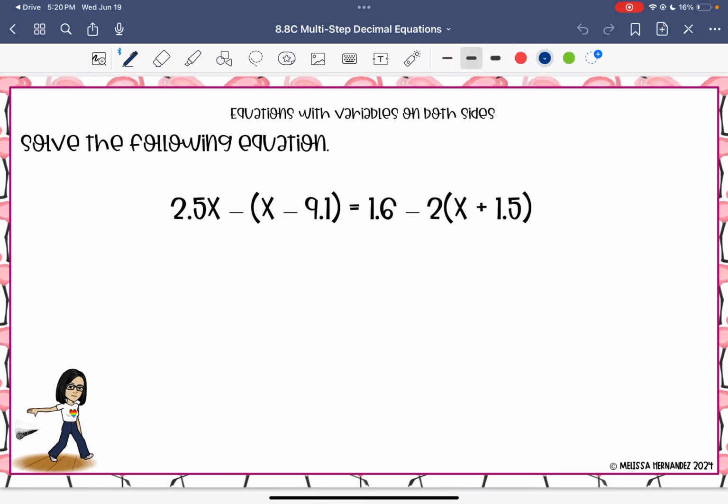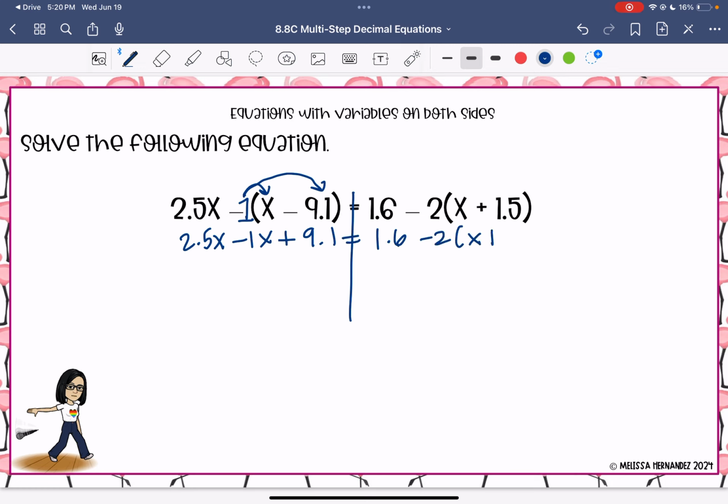First thing you want to do is distribute the negative. It says minus, but it works the same way as a negative. I like to write a 1 in there anytime it's just a minus or a negative by itself. I need to distribute that to everything inside the parentheses. Negative times a positive is negative. Negative and a negative would be positive. I'll go ahead and bring down the 2.5x. And then everything on the right side.